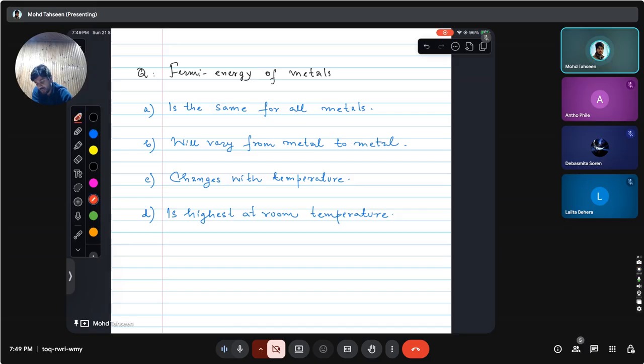So is it the same for all metals? Is the Fermi energy the same for all metals? What about if we take sodium and calcium? Will it have the same Fermi energy?